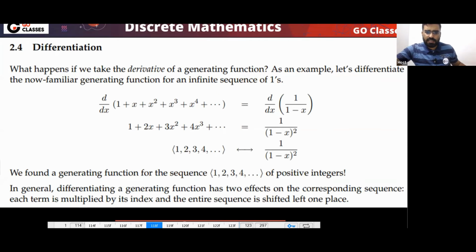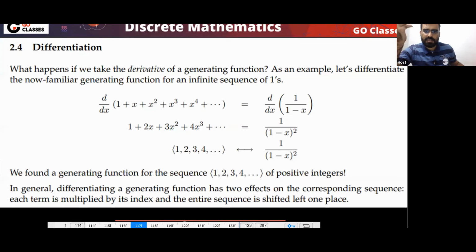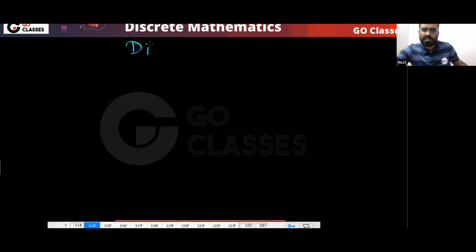Now let's see that for the generating function you can do differentiation also, because remember, the generating function is a function. Ultimately it is a function, so you can differentiate it. You can differentiate on both sides. Let's understand the differentiation concepts. You will study this in calculus, but let's see the basic concept.